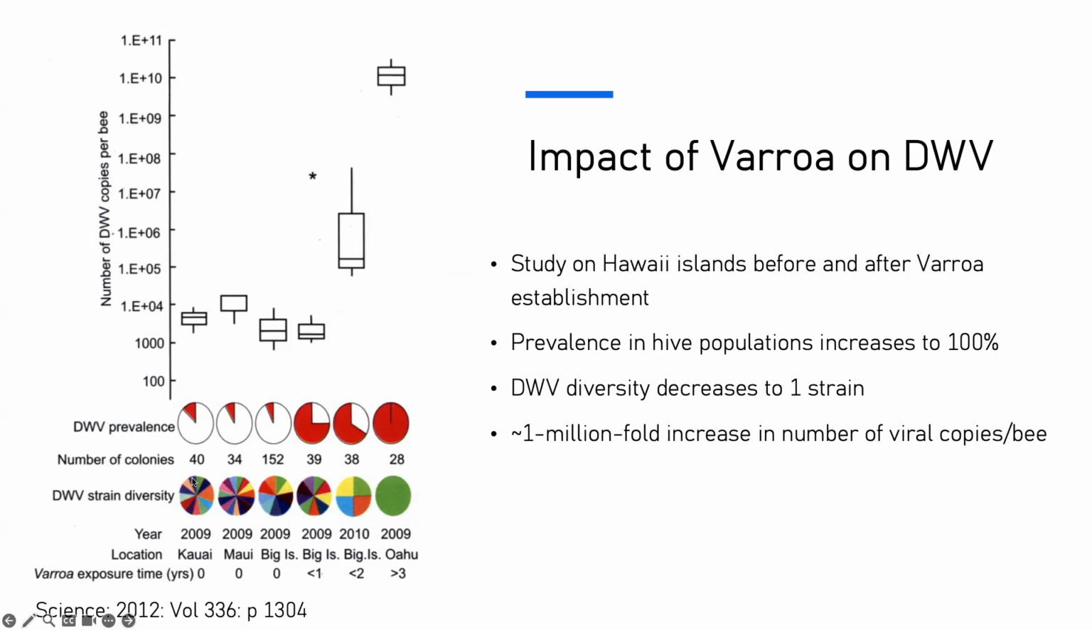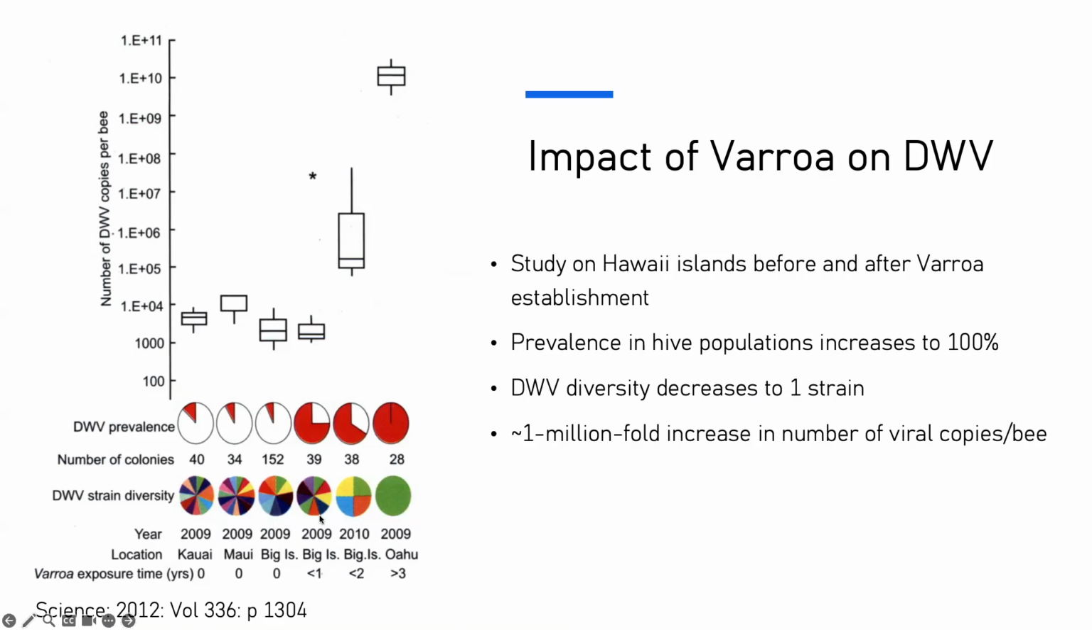They saw that there was deformed wing virus, but the prevalence was really low. Interestingly enough, you had a wide variety of different strains of deformed wing virus. Each of those different colors here represents a different strain, and as you can see, there are 10 or 12 different strains. So quite a high diversity before Varroa was present, or in islands where Varroa was not present, in Maui, and we saw that island in the first slide.